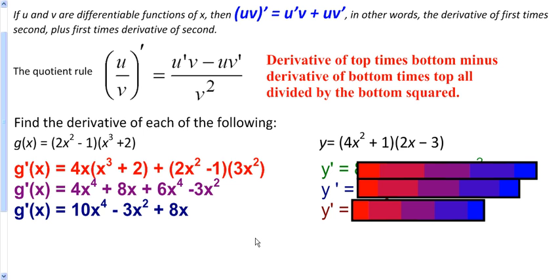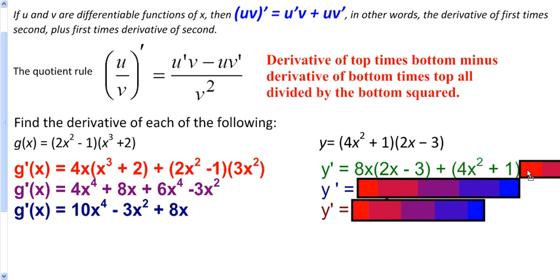The second one is also a product rule. So if needed, pause the video while you work it out. So we take the derivative of the first times the second, plus, keep the first the same, multiply it by the derivative of the second.